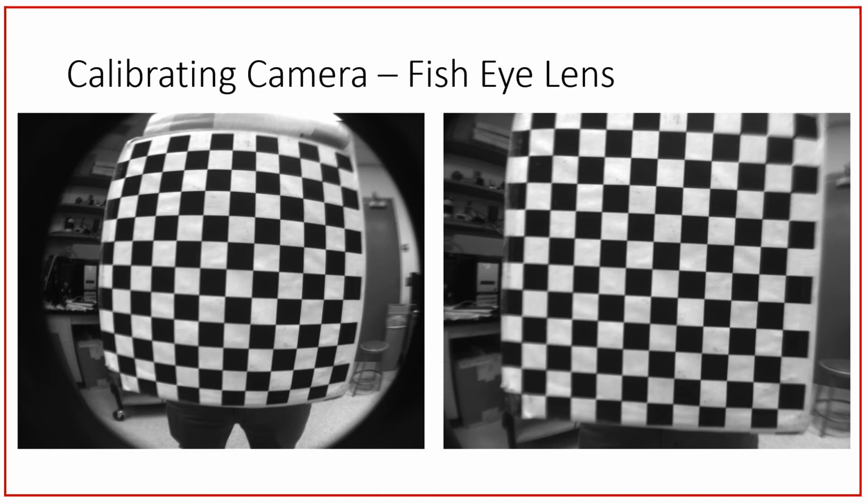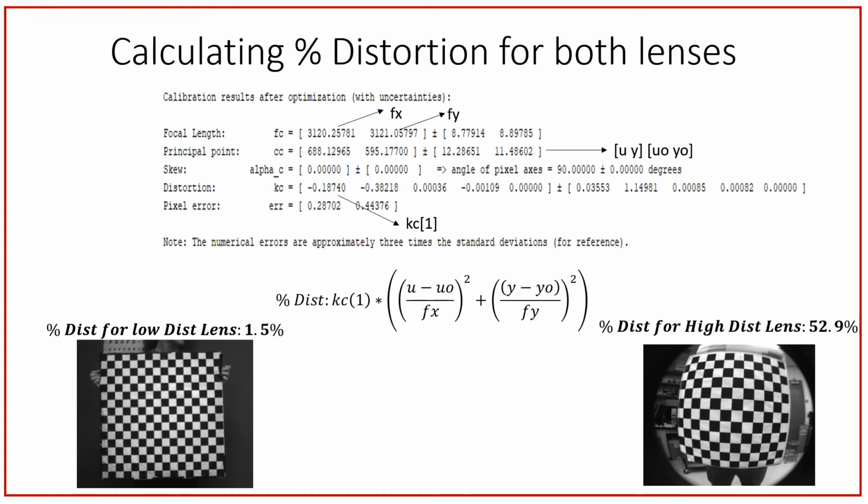If the images were in perfectly sharp focus and had high contrast between the dark and bright regions, it would be possible to have a much lower pixel error, which would result in a better corrected image. We then calculated the percent distortion for both lenses using the data outputted from the calibration. We calculated the low distortion lens to have about 1.5% distortion and the high distortion lens to have about 50%. Here are some examples of the images being corrected using the 4mm fisheye lens.